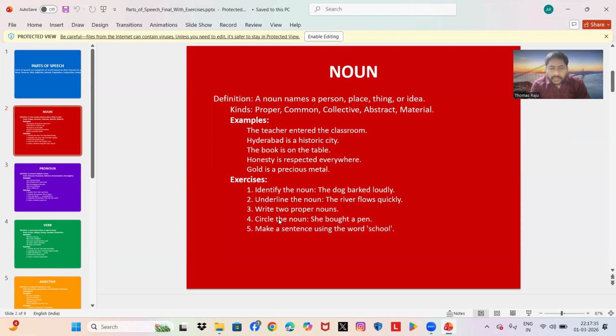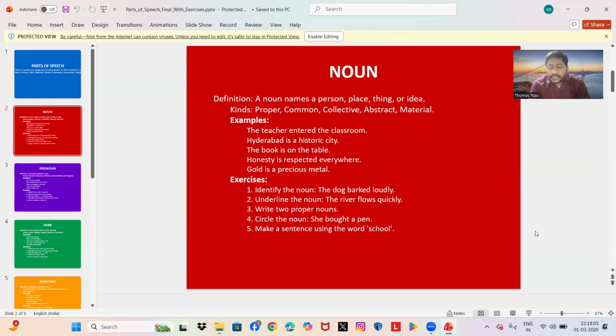Write 2 proper nouns. So, can you write the names of 2 proper nouns? Proper nouns, I'll explain in the next video, don't worry. But here, briefly, not deeply. Proper noun means nothing but name of a person, place, or thing. Particular name of a person, place, or thing is known as proper noun. So, this is about noun. Noun is a word that tells the name of a person, place, or thing.